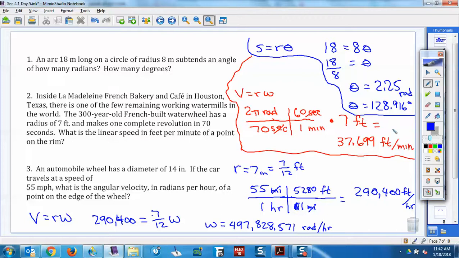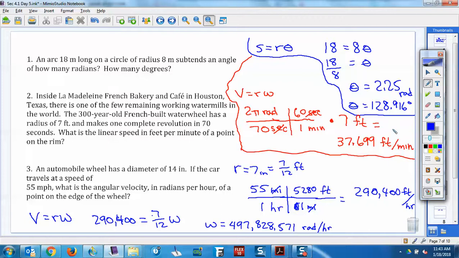Number 2, and again, I think maybe we made that a little too difficult. One revolution, that's what you see. One revolution, okay, that's 2 pi radians. So 2 pi radians in 70 seconds. But they wanted it in minutes, and they wanted linear speed. But remember, we talked about linear speed, V equals RW. Just get the angular speed, then multiply by the radius.